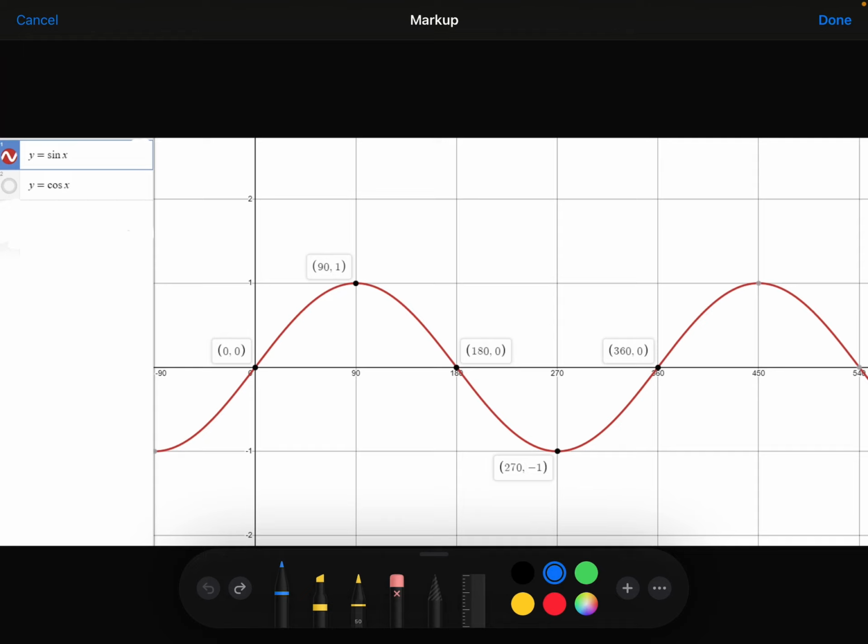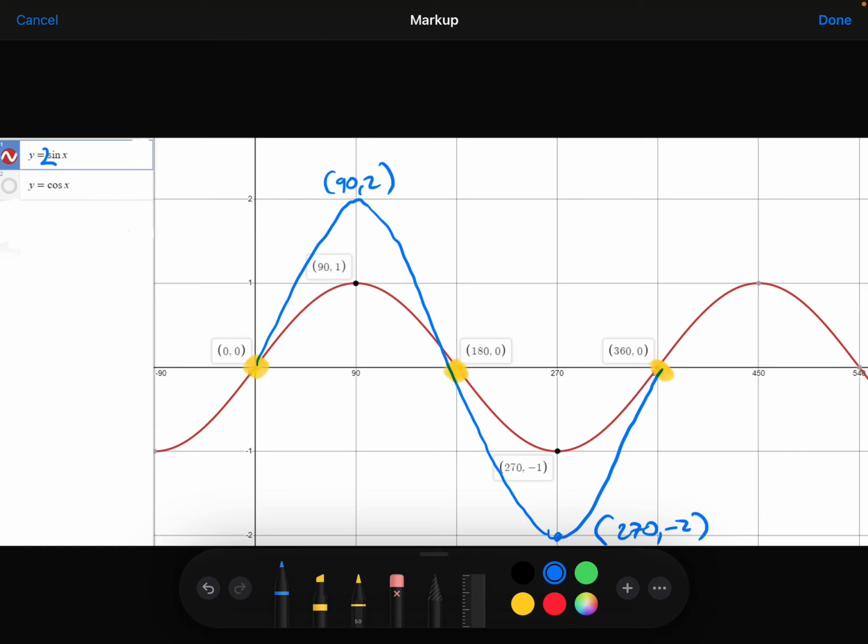For example, if I was to draw the graph of 2 sine x, that's going to be exactly the same, but twice as big in the y direction. So it would look something like this, where we would have the same roots. It would have a maximum of 2 now when x is 90, and a minimum of -2 when x is 270.